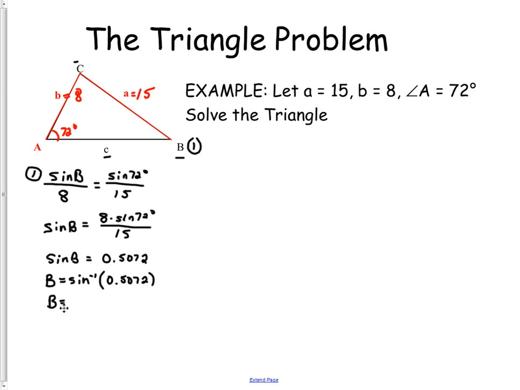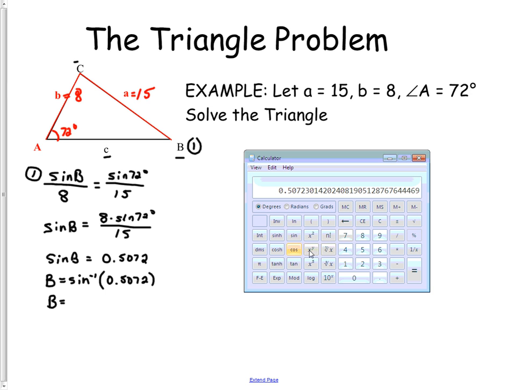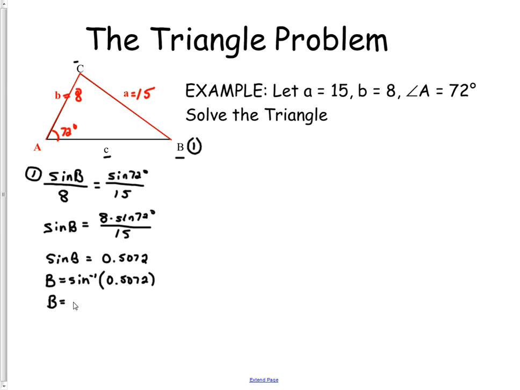And when you get your angle, let's work this out to an accuracy of hundredths. Right, so we want hundredths here. So I'm going to take my inverse sine of this number right here, and I come out with, if I round up, 30.48 degrees. So I'll write it as 30.48 degrees.